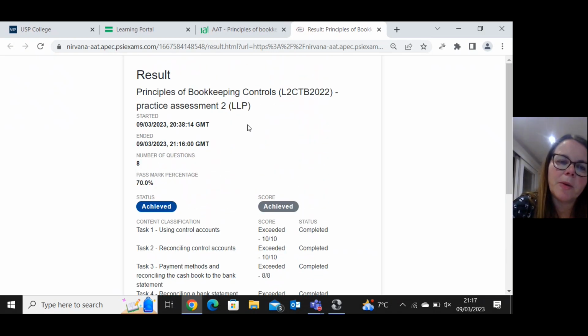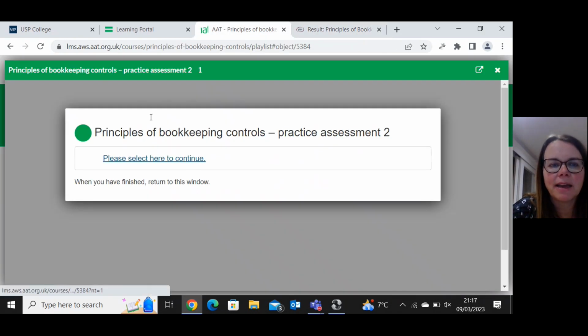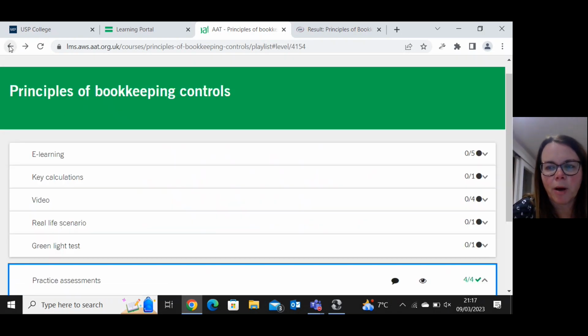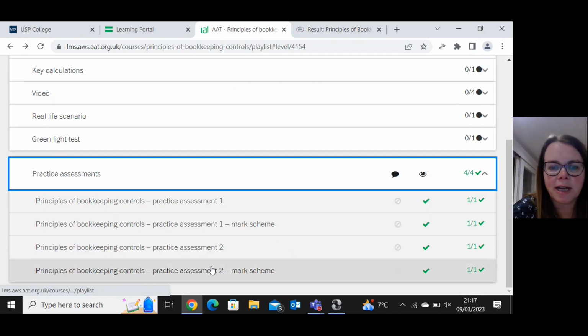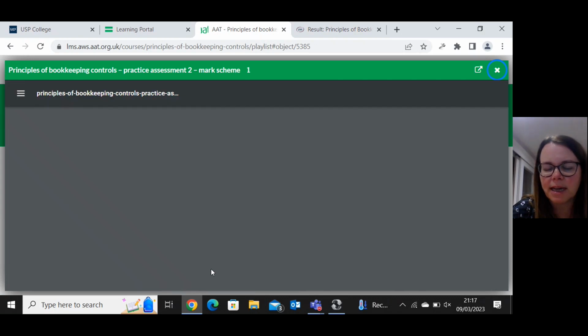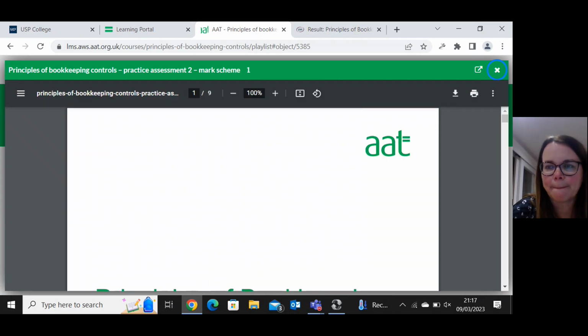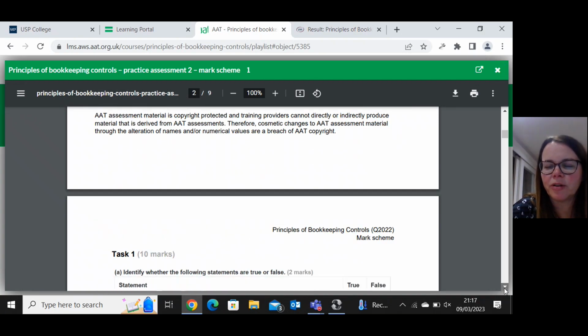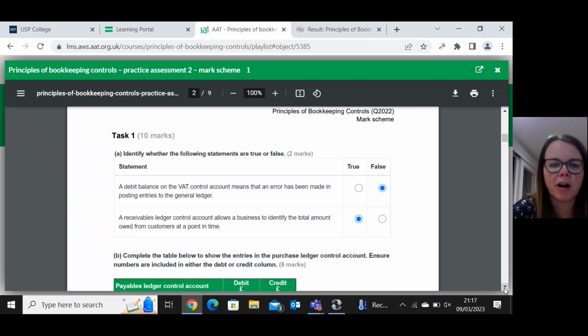Right, so my advice is always take photos as you go, because then I would know where to find that mistake, which I didn't do. And then if you go back to where you launched the exam, go back one, you will find the mark scheme, and then you can check your answers against the mark scheme. That's really important. There's no point just doing something not knowing whether you were right or wrong.